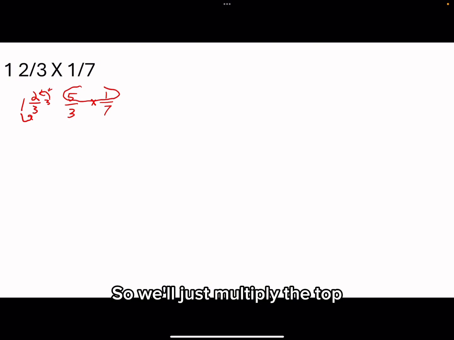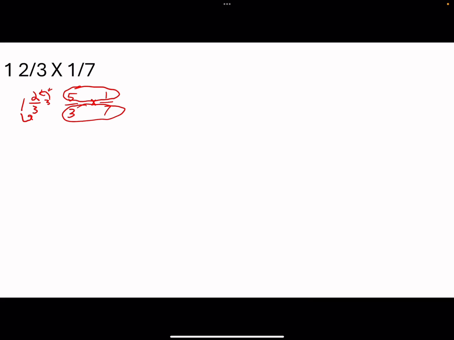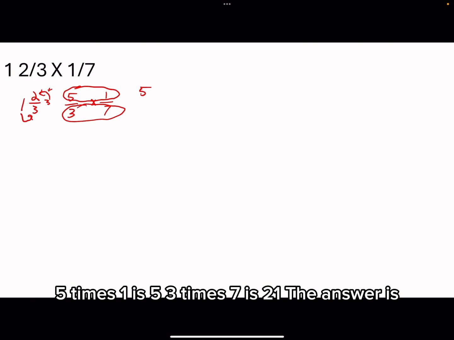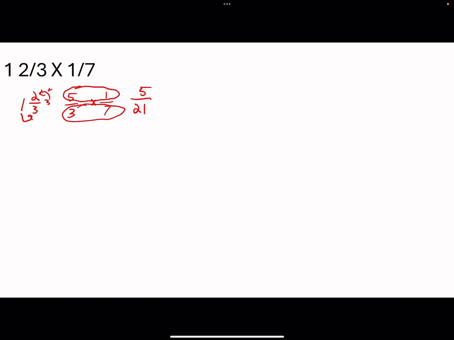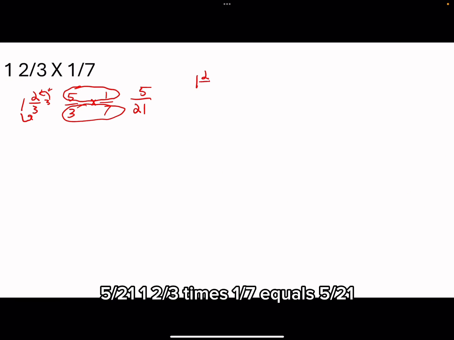So we'll just multiply the top, multiply the bottom. 5 times 1 is 5. 3 times 7 is 21. The answer is 5 over 21. 1 2/3 times 1 over 7 equals 5 over 21.